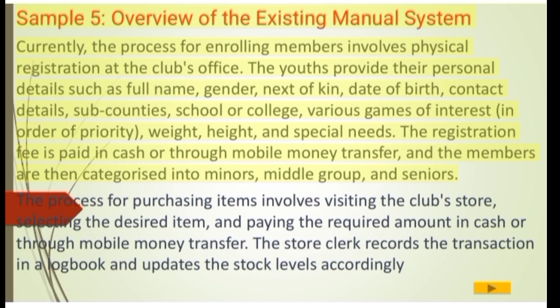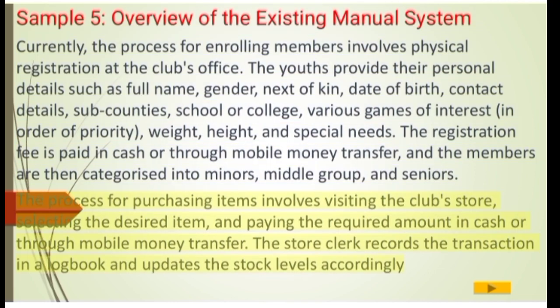The registration fee is paid in cash or through mobile money transfer, and the members are then categorized into minors, middle group, and seniors. The process for purchasing items involves visiting the club store, selecting the desired item, and paying the required amount in cash or through mobile money transfer. The store clerk records the transaction in a logbook and updates the stock levels accordingly.